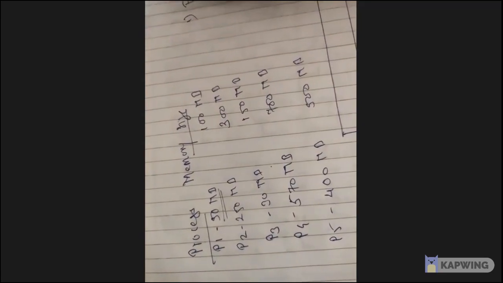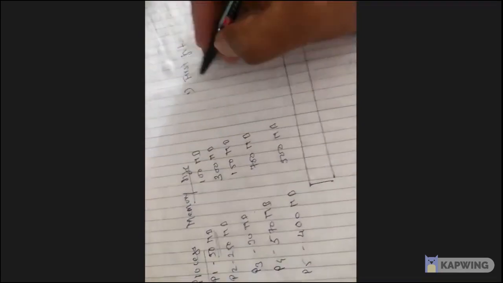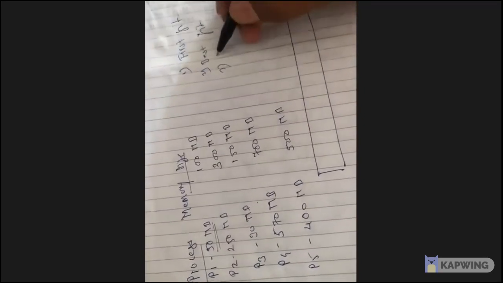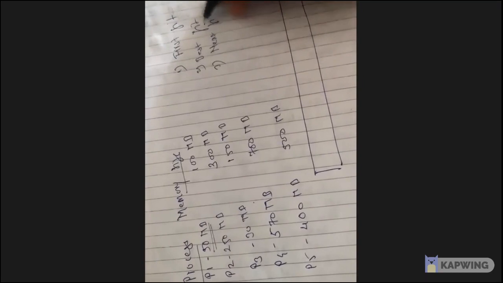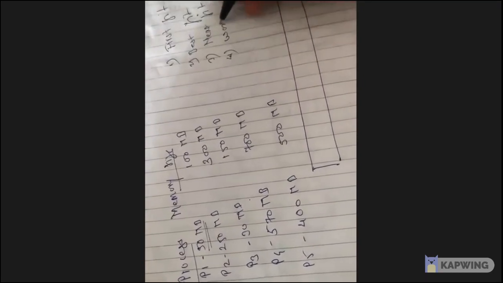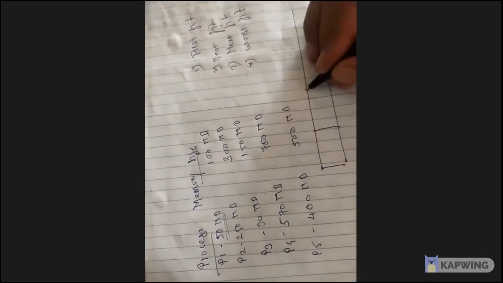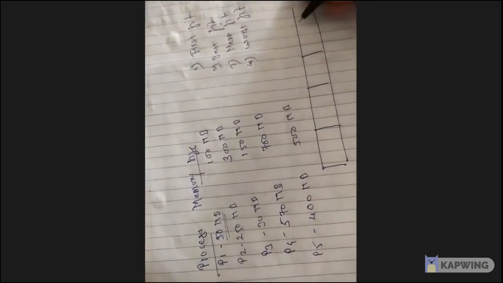So what do we have to do? Dynamic partition. Now listen here. How many algorithms are there? 4 algorithms. First one is first fit, second one is best fit, third one is next fit, and last one is worst fit. So these are the 4 algorithms: first fit, next fit, best fit, and worst fit. We have to allocate these processes to this memory size: 100 MB, 300 MB, 150 MB, 700 MB, and last one is 500 MB.